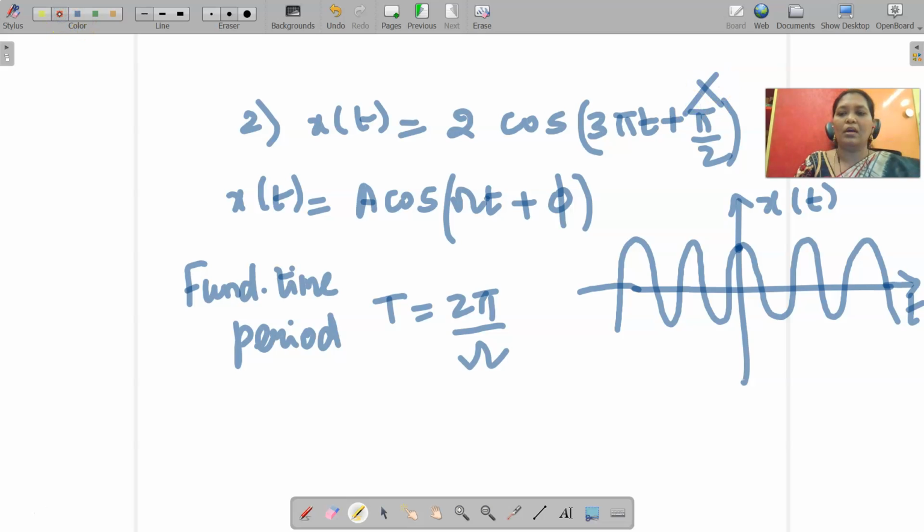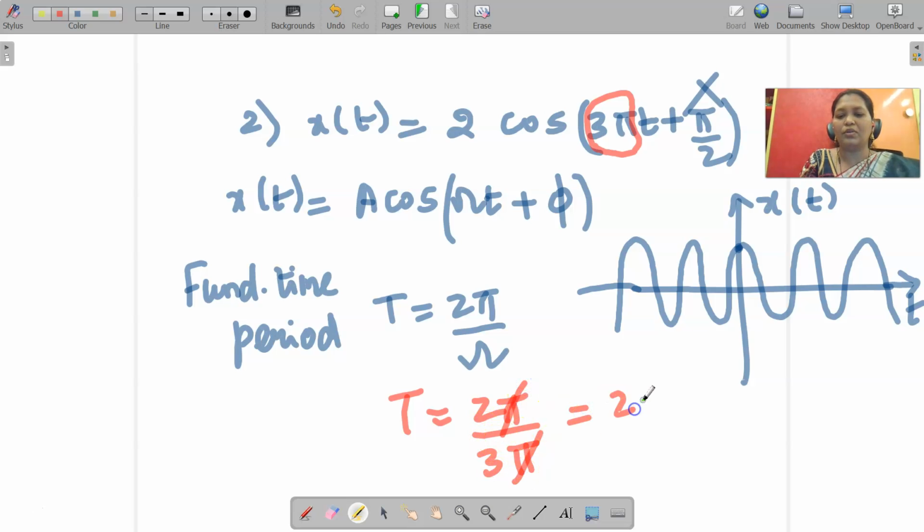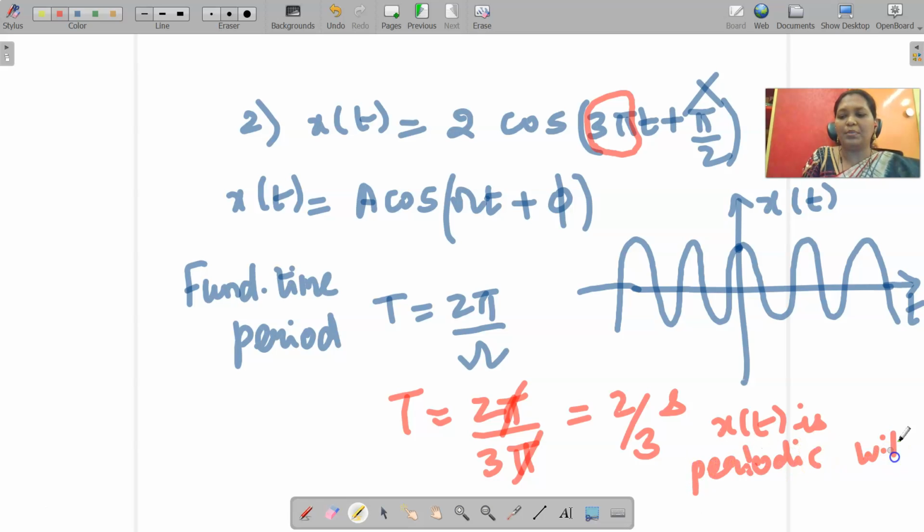So what do you require? Only the omega value. What is the omega value? 3 pi. So substitute that: 2 pi by 3 pi. Pi and pi get cancelled, so you get 2 by 3 seconds. If it is a sinusoidal or cosinusoidal signal in continuous time, you can write the statement that x of t is periodic with fundamental time period capital T equal to 2 by 3 seconds.